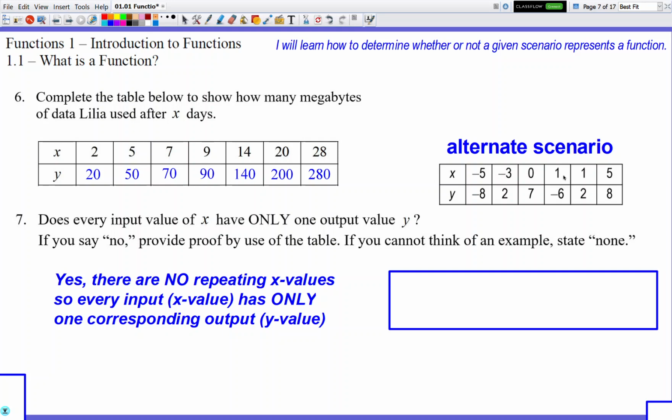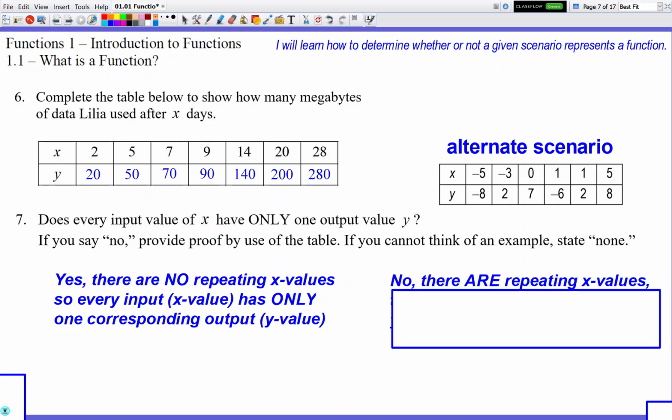I have an x value 1 that has an output or y value of -6. And right next door I have an x value 1 with a y value of 2. So I have one x value with two outputs or y values. Okay, does that match the definition of a function? The definition of a function says I have one x value and one corresponding y value. So in this particular scenario, would this be a function? This would be no, because my x value has two y values.